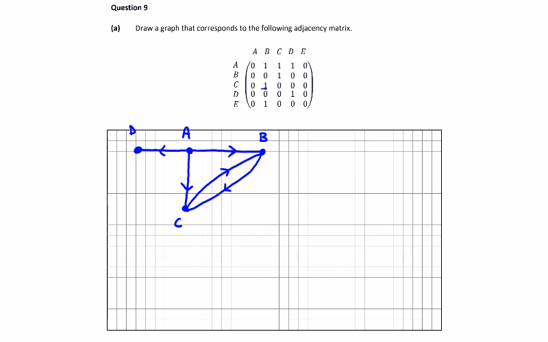D just goes to itself. You don't have to have an arrow on the loop, but you can put one on if you want. And then E goes to B. We haven't got E on yet, so we can have E here maybe going to B. And that's my adjacency matrix.